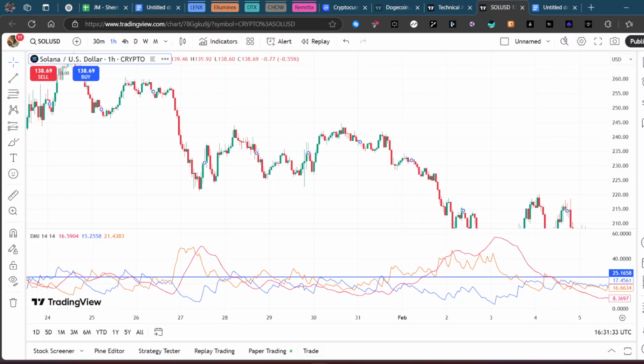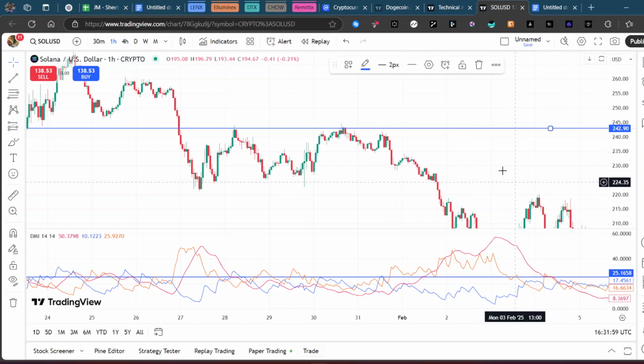So now, for long trades, you have to wait for the positive DI to cross above the negative DI with the ADX above 25. Okay? Then for short trades, you wait for the negative DI to cross above the positive DI with the ADX above 25. Then you confirm the setup with candlestick patterns, support and resistance levels.